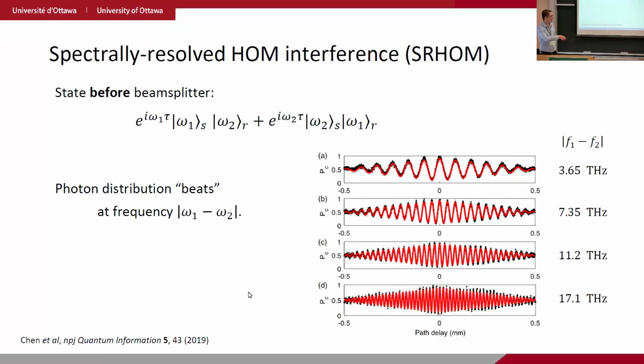If you scan the delay after the beam splitter, you've removed any path distinguishability between the photons. You see interference between these two terms, and that interference occurs at the beat frequency.